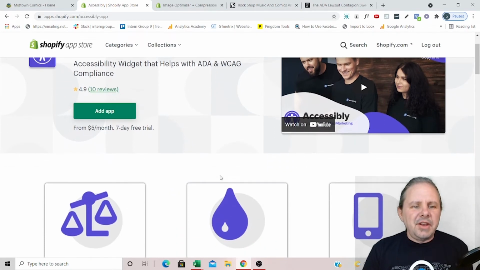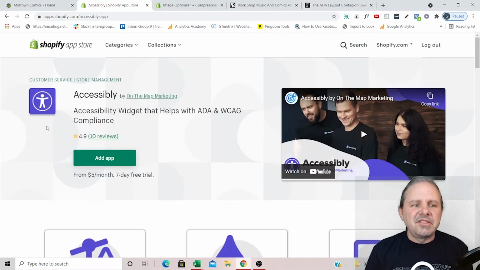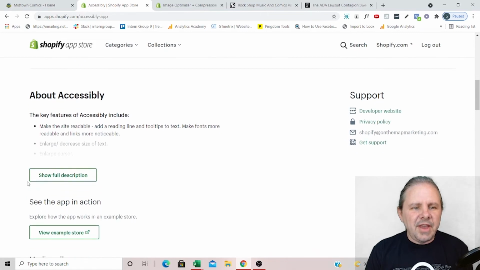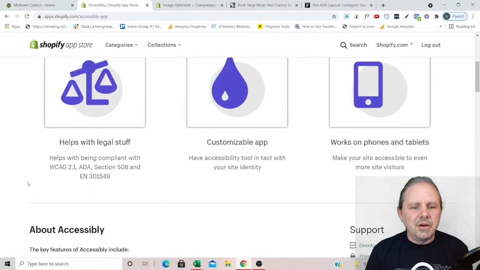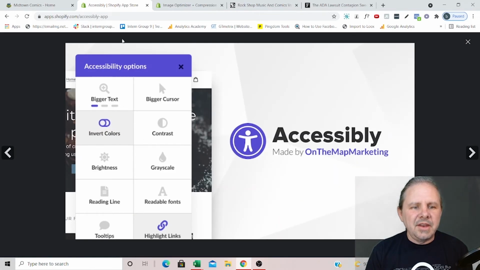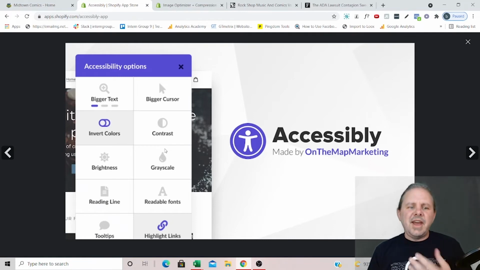Okay, so this one starts at $5 a month, and if you look at it, the widget looks exactly the same as the other, and it really has these same features. So let's look at it. This is kind of what it would look like. Again, it's got the bigger text, bigger cursor, contrast, grayscale. So it has a lot of the similar features to it.